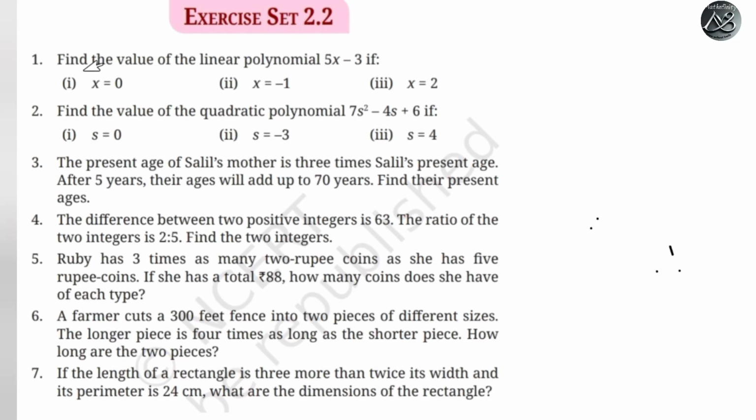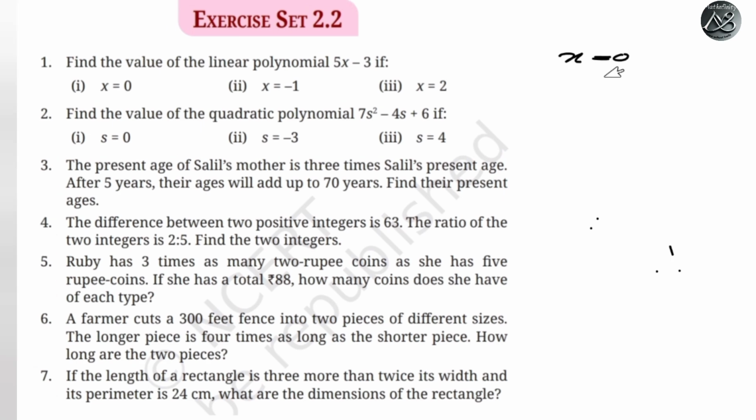Exercise 2.2. First question. Find the value of the linear polynomial 5x minus 3 if x equal to 0, x equal to negative 1 and x equal to 2. That is, we need to find the value of 5x minus 3 when x equal to 0. It becomes 5 into 0 minus 3. That is 5 into 0 is 0, minus 3, that is minus 3. So the value of the polynomial at x equal to 0 is negative 3.